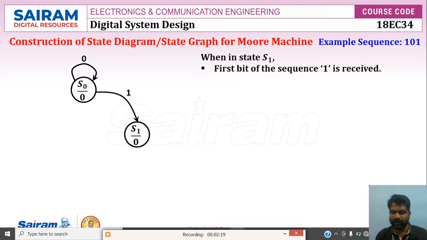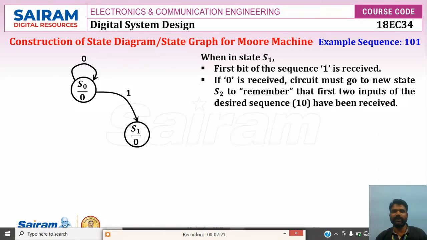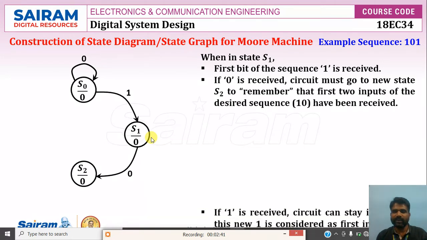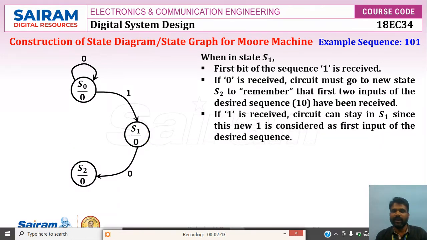If 0 is received, the circuit goes to a new state, just to remember that two inputs are received, that is 1 0. Here also the output is 0 because only two bits are received, 1 0. Clear now? Suppose it is 1 in S1, it will stay there only, and the new 1 will be considered as a first bit.